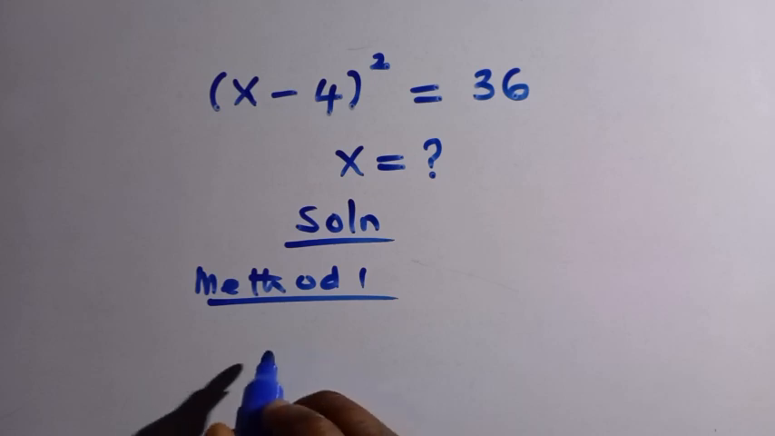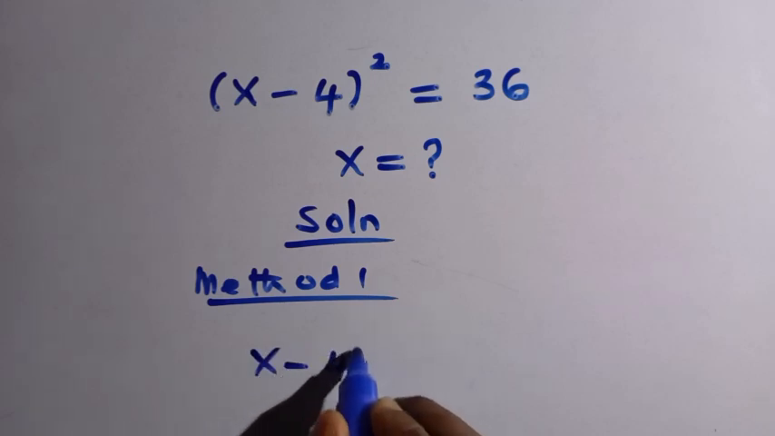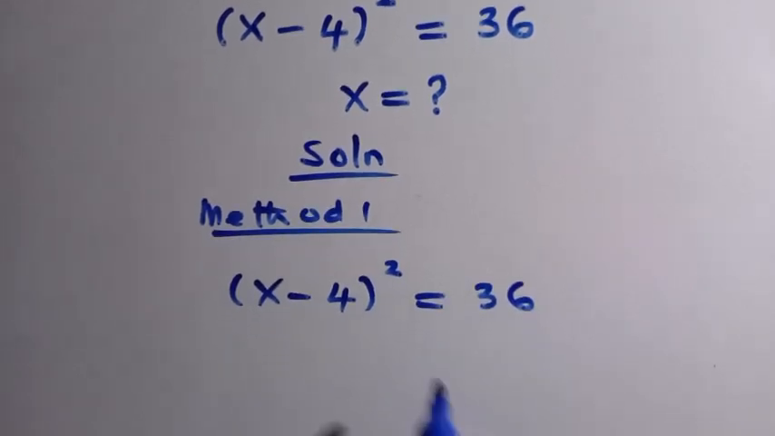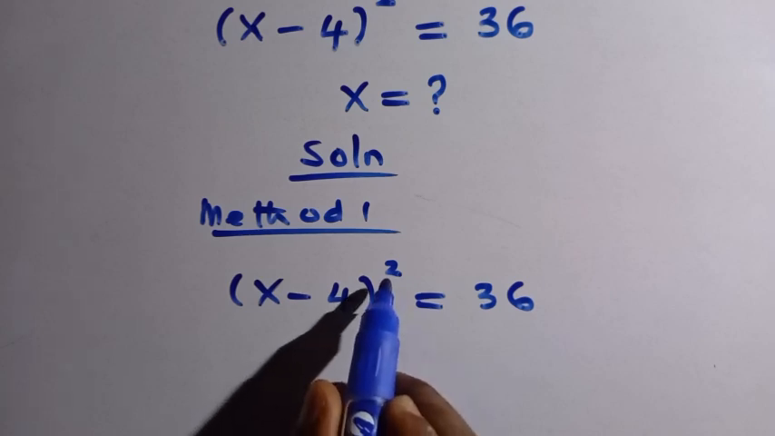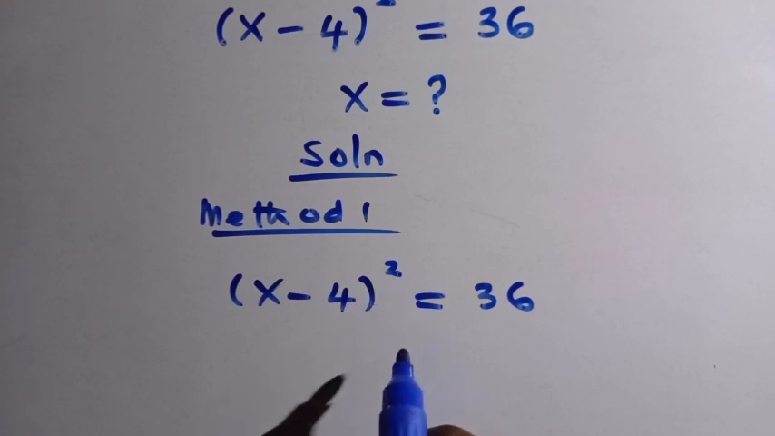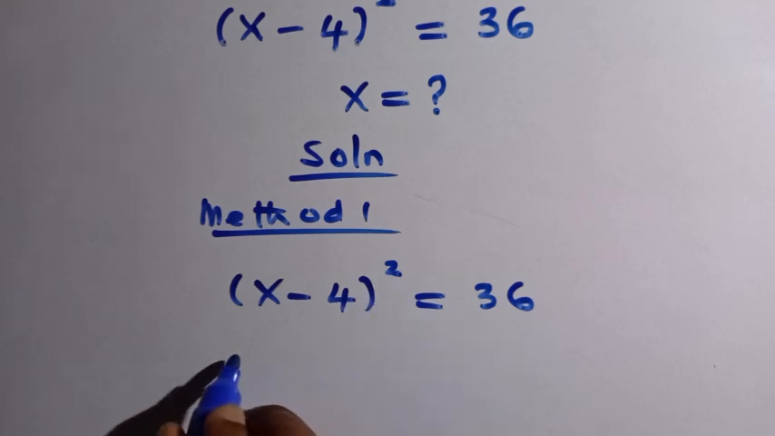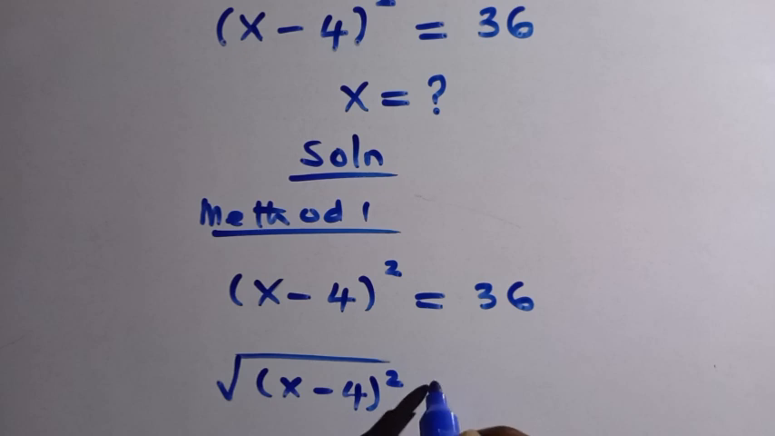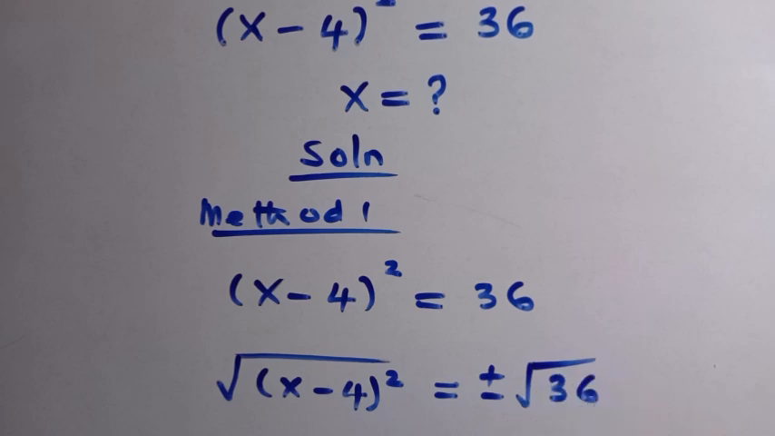From the given question, we have (x - 4) raised to power 2 equals 36. Here we have a square. Suppose we take the square root of both sides. The only thing that can make this square cancel is taking the square root of both sides. So we have the square root of (x - 4)² equals, and here we introduce plus or minus, the square root of 36.